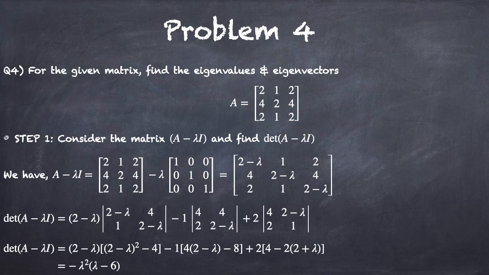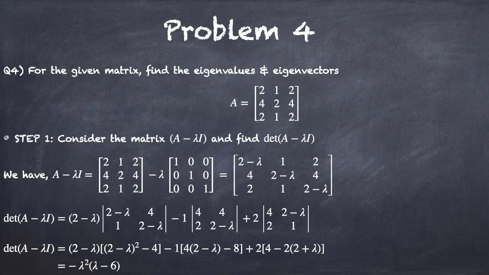And for the third entry, this is in the first row and third column. So the index is 1 comma 3. If we add the two entries, we get 4. 4 is even, so that should tell you that we have a positive sign and not a negative sign. So we have plus 2 times the third cofactor, which is obtained by deleting the first row and the third column.